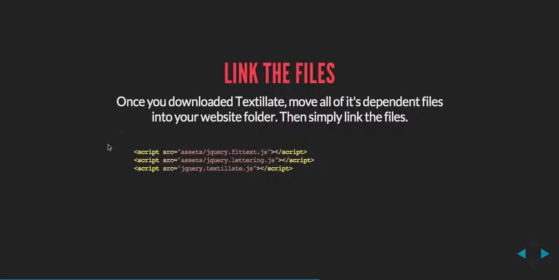First, you link the files. Once you've downloaded Textillate, move all of its dependent files into your website folder. Then simply link the files. Here I have a few script tags. Of course, these are my own folders that they're referring to, but these are the file names that you'll be getting with Textillate. And you might want to add another script tag, with a JavaScript folder, for your file that's going to be calling the function for Textillate.